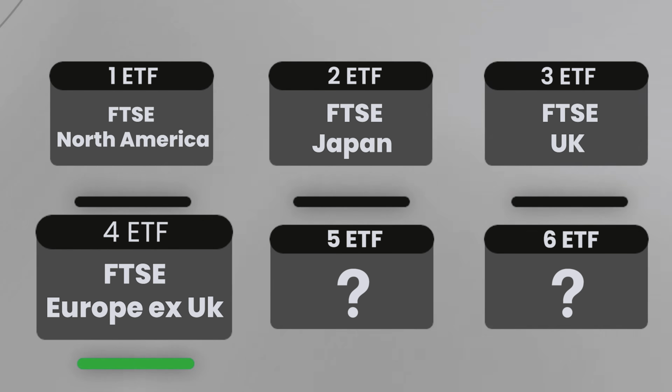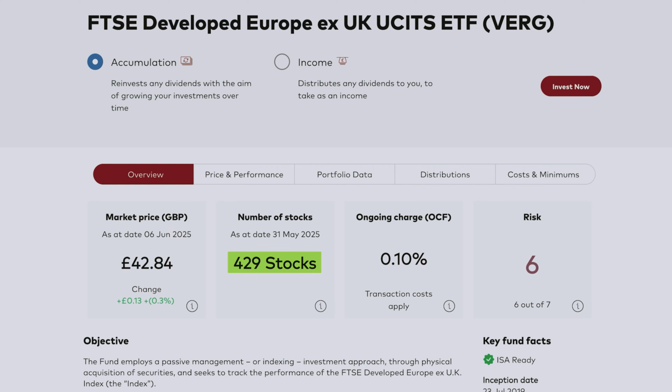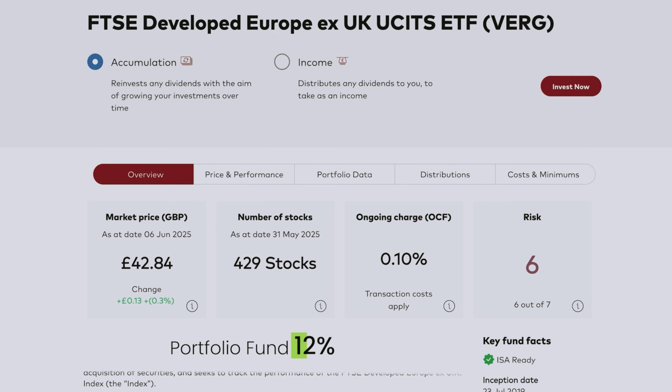Now let's make up the rest of Europe, and to do this, I'm going to use the FTSE Developed Europe excluding UK UCITS ETF. This currently invests in 429 holdings and has an ongoing charge of 0.1%. The weighting for this fund in the portfolio is going to be 12%.